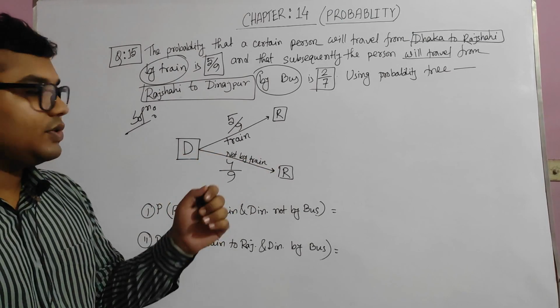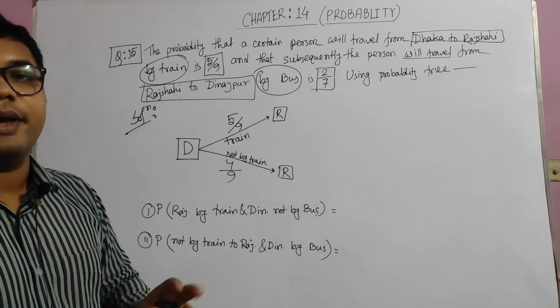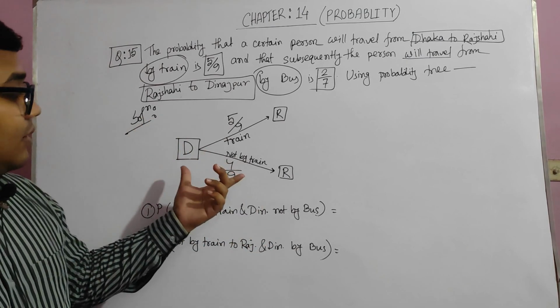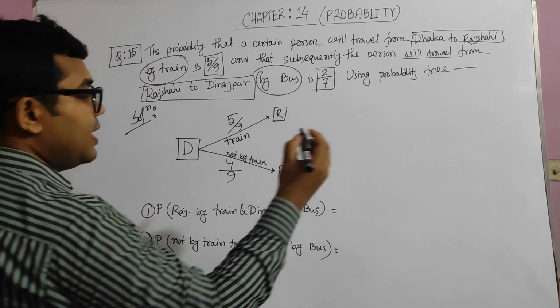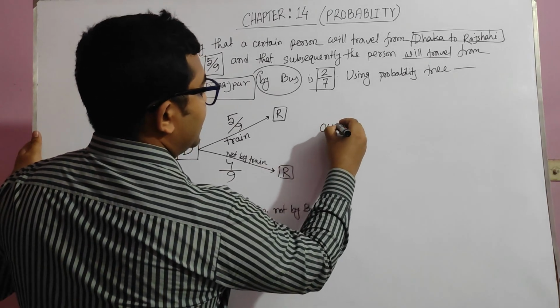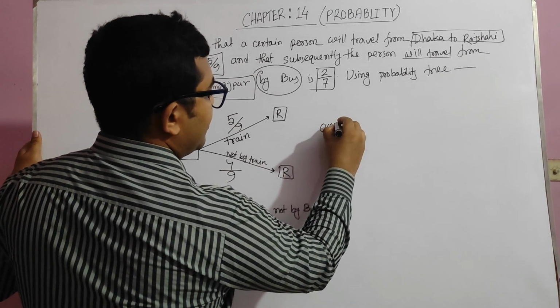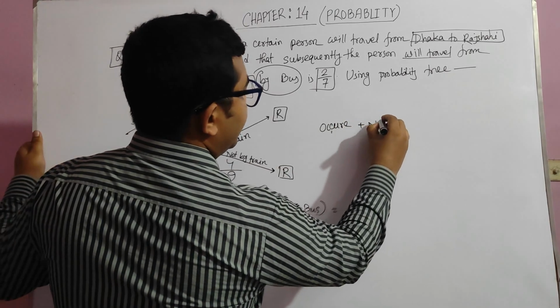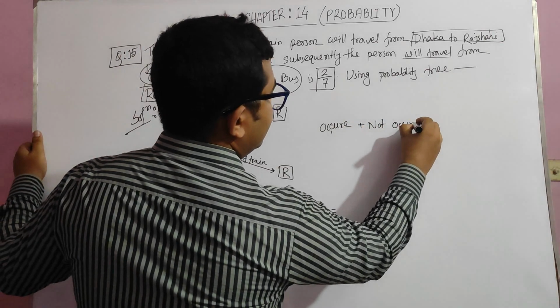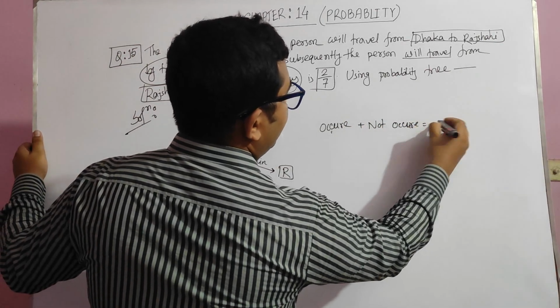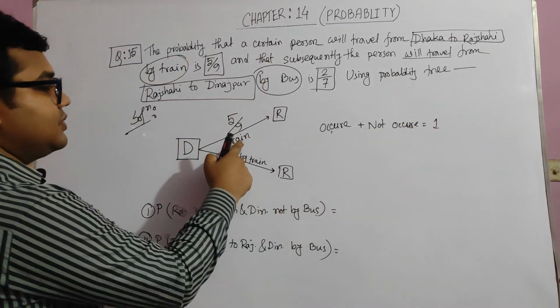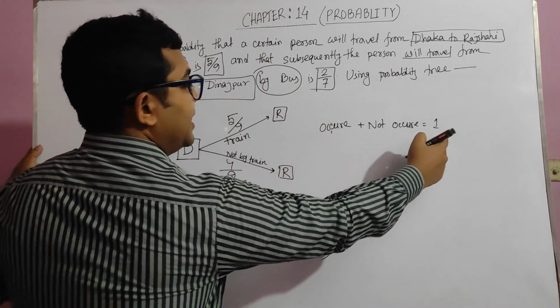Maybe you have some confusion about this calculation. If you have any confusion, then you may go over that formula: occur plus not occur equals 1. That means train plus not by train equals 1.